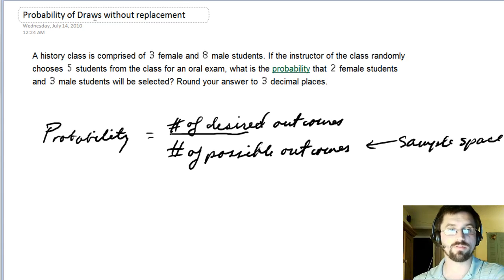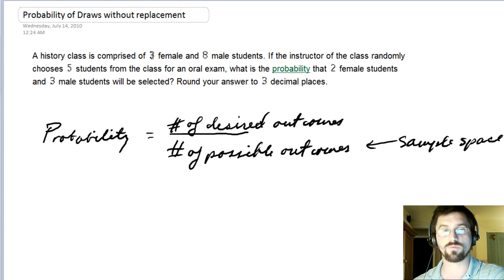We're going to talk about probabilities of draws without replacement. The overall formula is probability equals number of desired outcomes out of number of possible outcomes, also known as the sample space. And here's our sample problem. We're going to do a few of these.